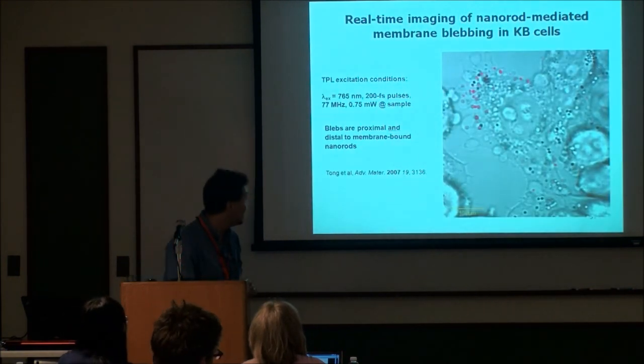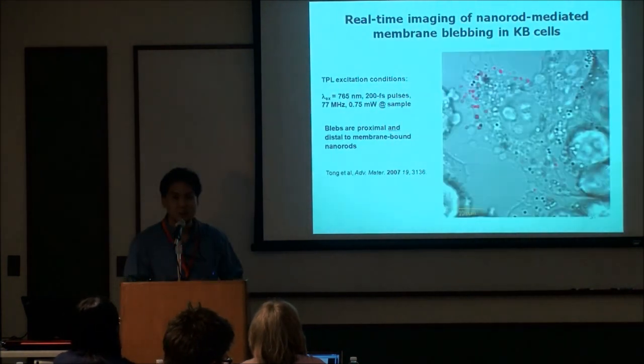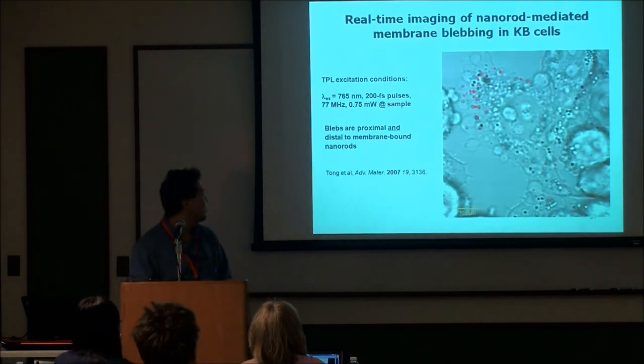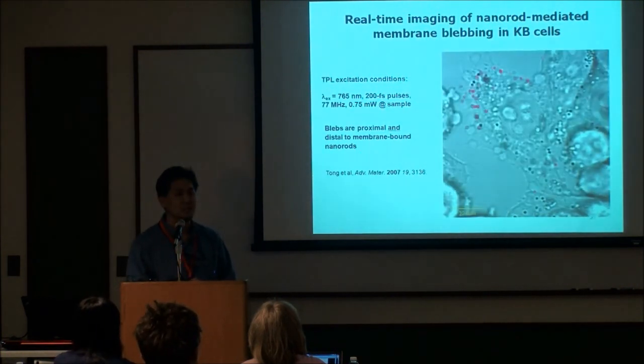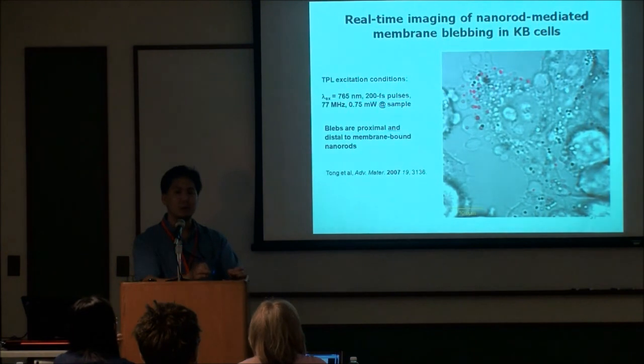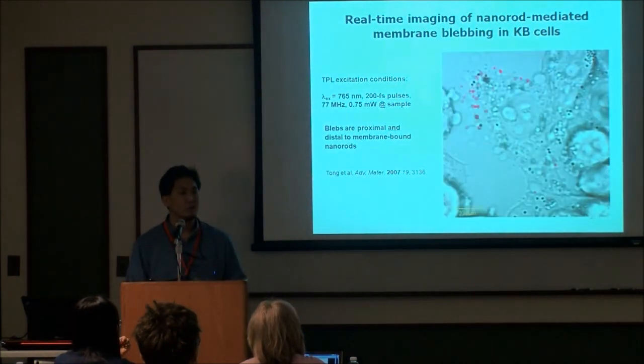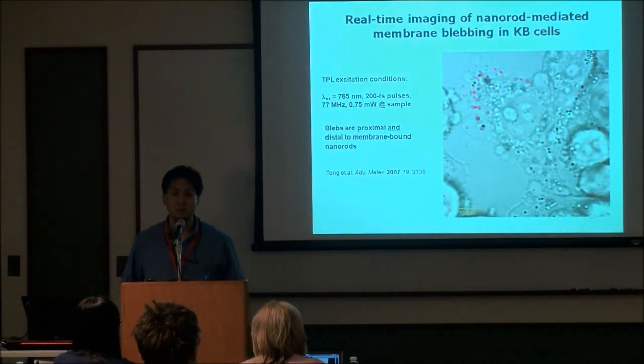This gives rise to this blebbing that you're seeing here in the movie. It's not generating steam bubbles as one might think from the beginning, but you're actually compromising the cell membrane, and that leads to downstream effects resulting eventually in the death of the cell.